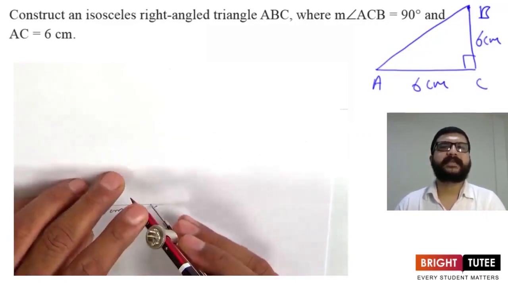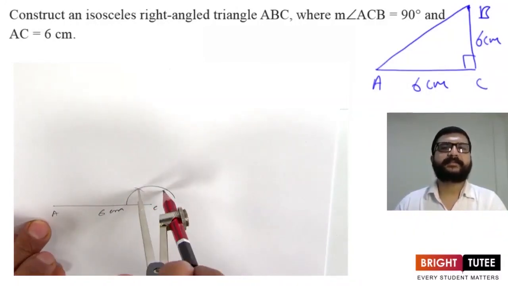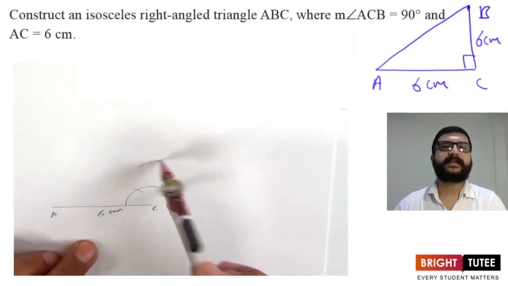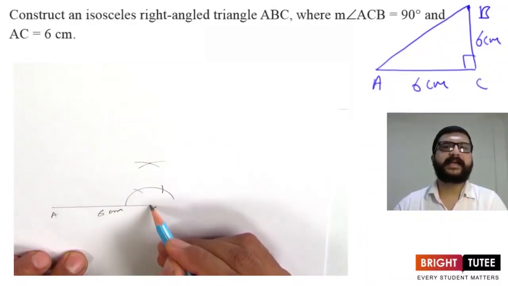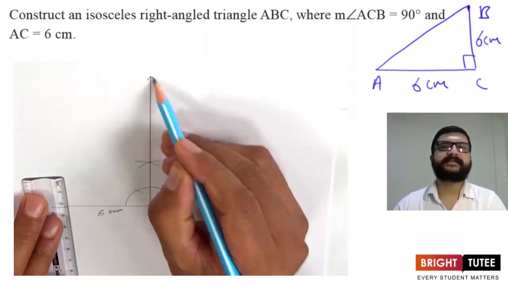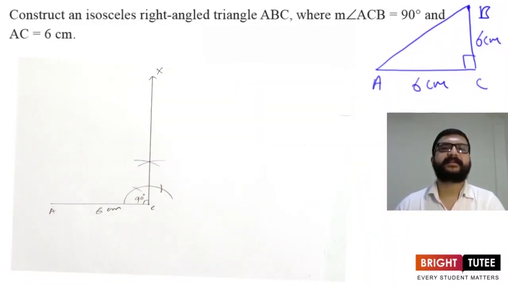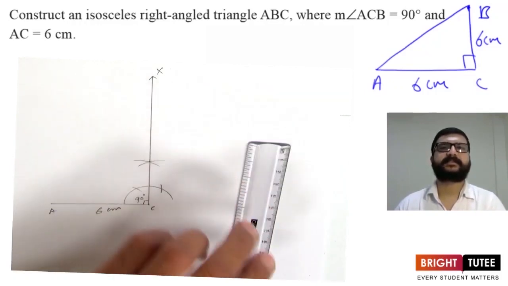Now the next step is angle ACB to be 90 degrees. So it means in the steps of construction we will write construct an angle of 90 degrees at C such that angle ACX is 90 degrees. That is, this angle is 90 degrees. This is the second step of construction.